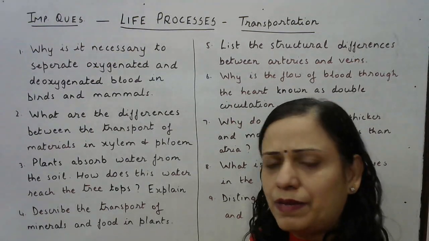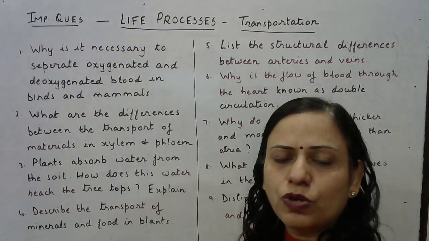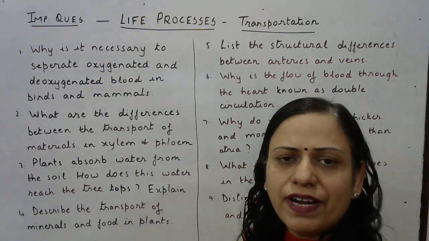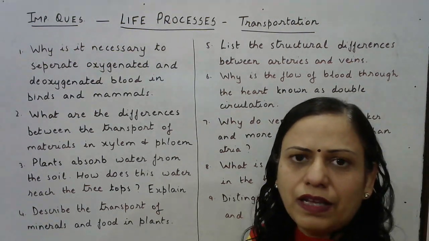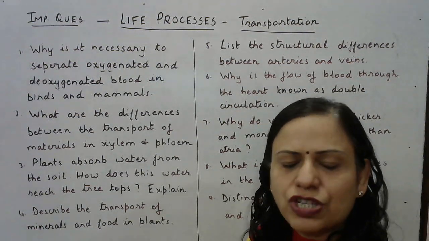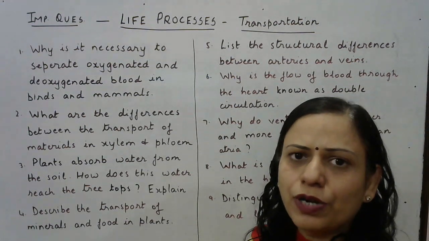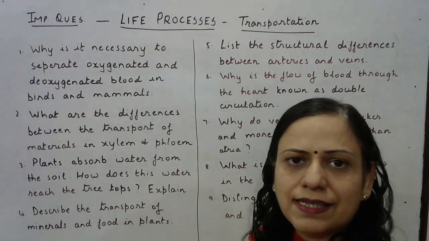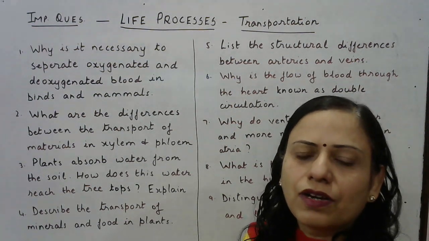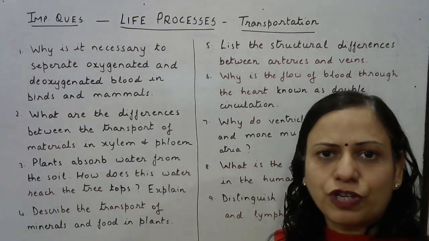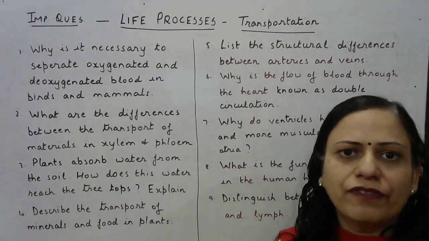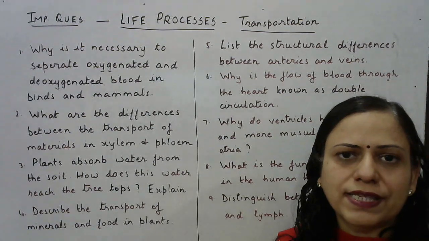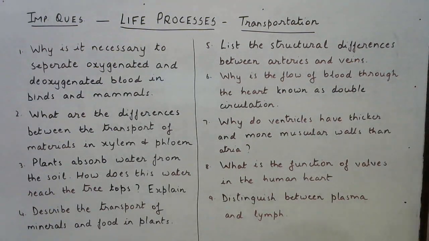You can imagine the extremities of our body, the toes, the fingers, everywhere the blood has to go. So only if the contraction is forceful will the blood be able to travel to such distances. That is why the contraction of the ventricles has to be forceful, and that is why they have thicker and more muscular walls as compared to the atria.